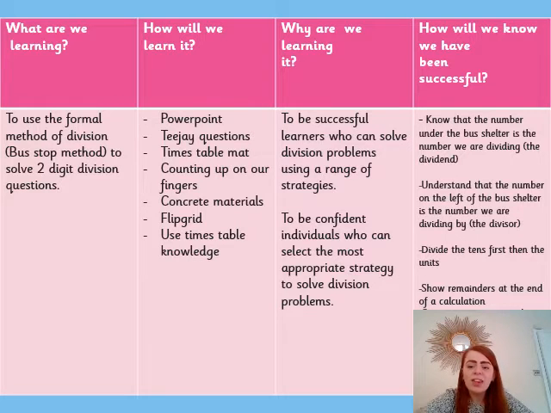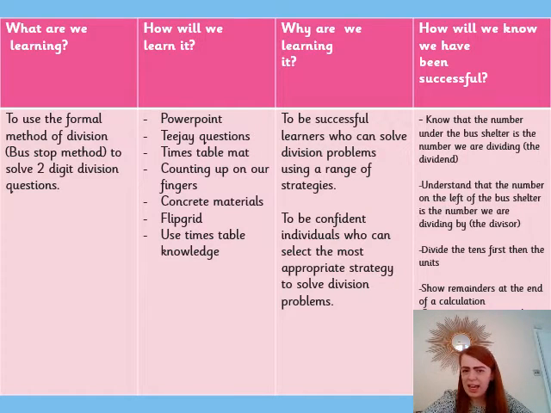You need to know that the number under the bus shelter is a number that we are dividing, so that's a dividend. And you also need to understand that the number on the left of the bus shelter is a number we are dividing by, which is also known as a divisor. We need to divide the tens first, then the units. So we move from left to right.